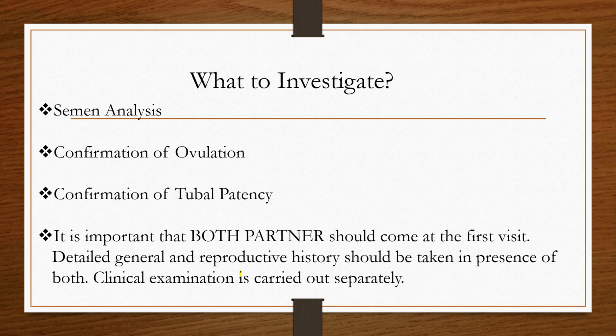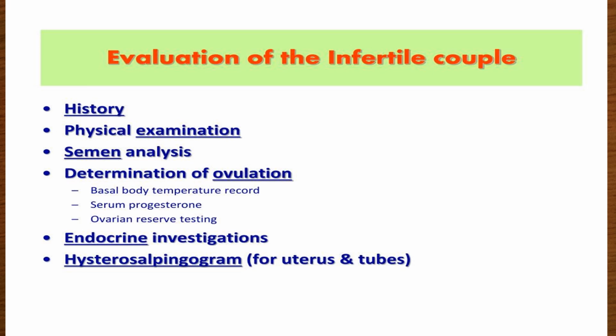It is important that both partners come at the first visit. Detailed general and reproductive history should be taken in the presence of both, and clinical examination is carried out separately. Now this is the flowchart of evaluation of the infertile couple: history, physical examination, semen analysis, determination of ovarian factors, that is, we see whether the ovulation is satisfactory or not, then endocrine investigations, and in order to see any pathology of the uterus or tube, hysterosalpingogram or HSG can be done.